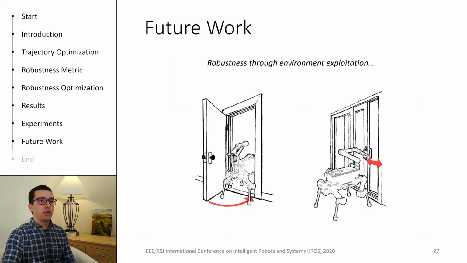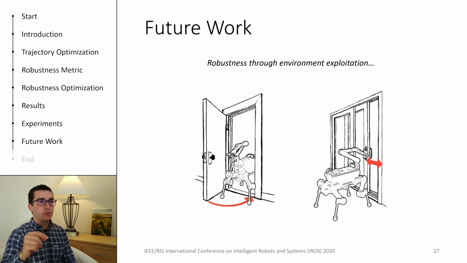Before I finish, I would like to mention an interesting direction for future work on this topic, which is robustness through environment exploitation. In this work, we have focused on robustness in worst-case scenarios, that is, we tried to maximize the magnitude of the forces the robot is able to resist in every possible direction.